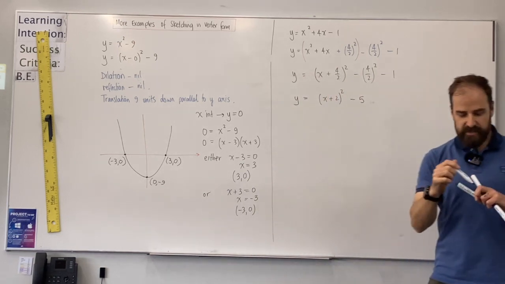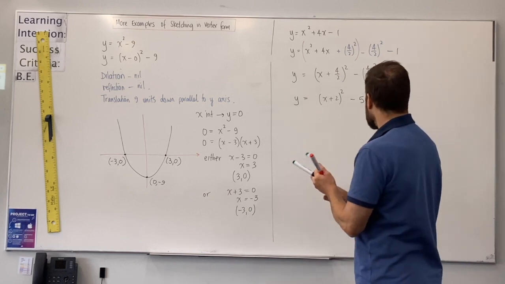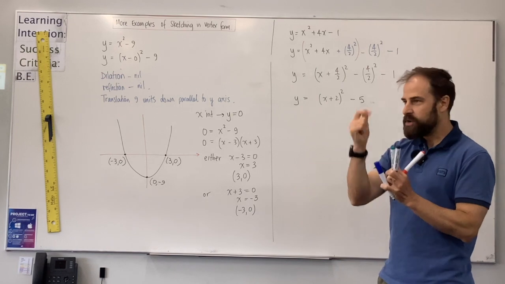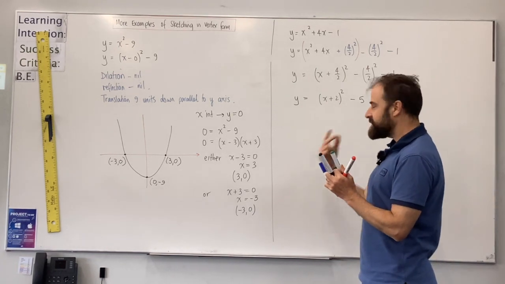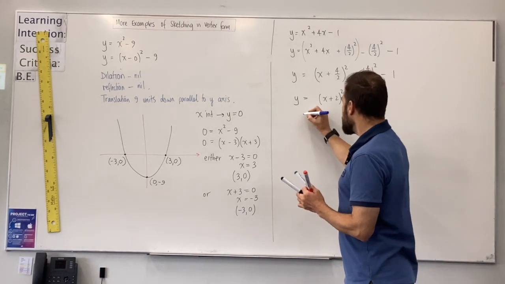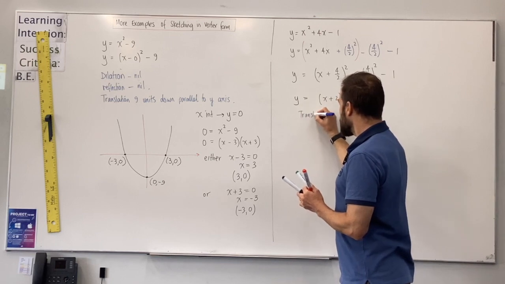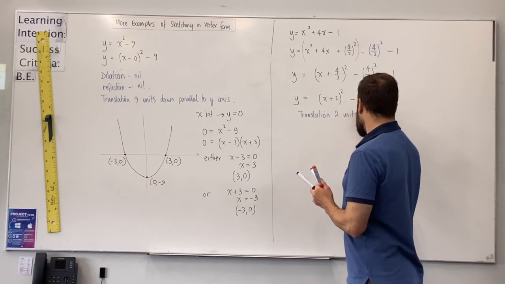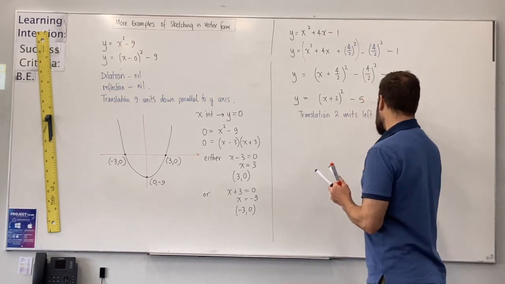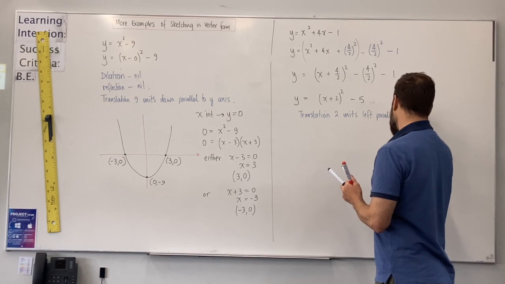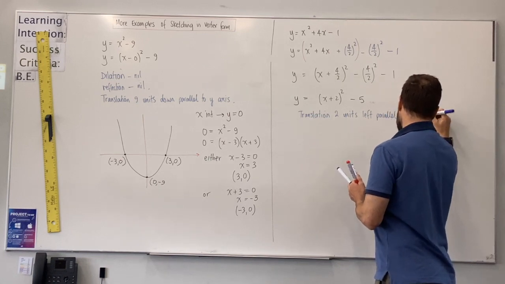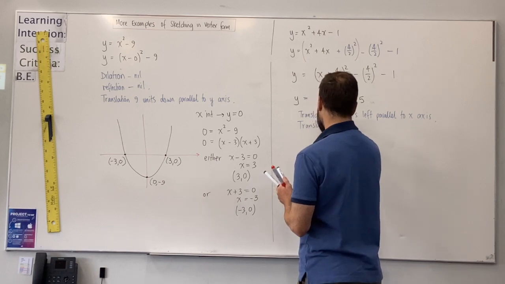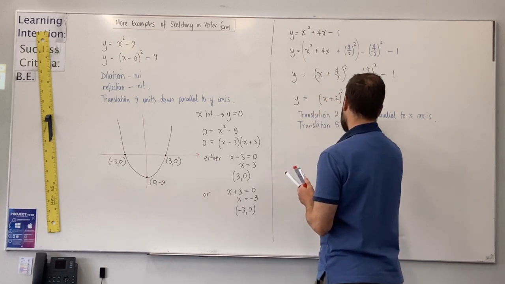Is it in vertex form now? Yes. Okay, does it have a dilation? No. Does it have a reflection? Does it have a translation? What is it? Left 2. 2 units left of the y-axis, parallel to the x-axis. Does it have another translation? Yeah. What is it? It's down, parallel to the y-axis.